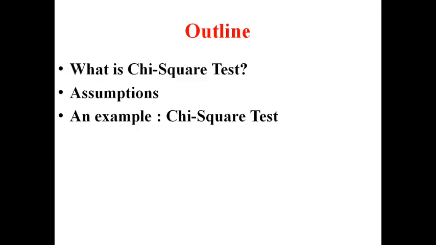This is our outline. There are three agenda points. What is chi-square test? What are the assumptions of chi-square test? And we'll consider one example for chi-square test.